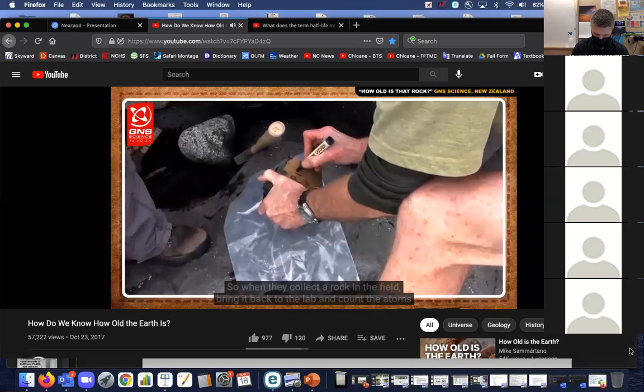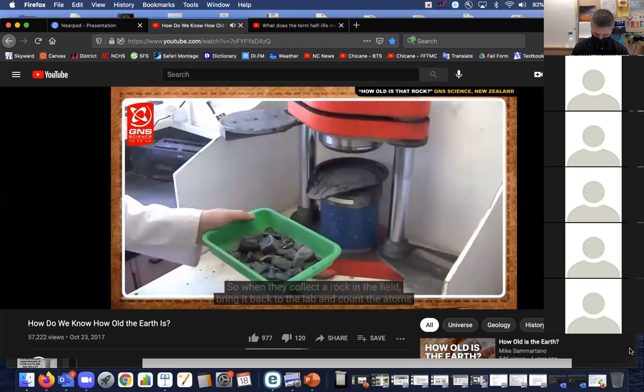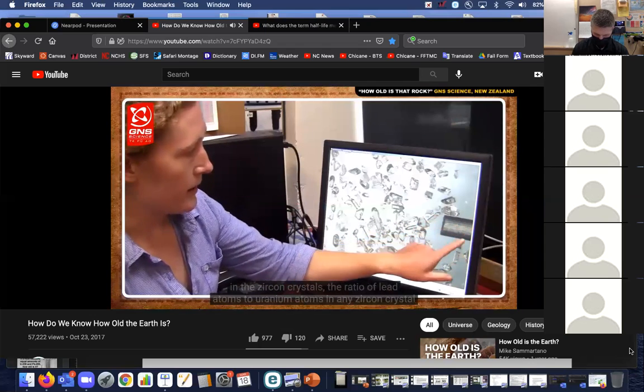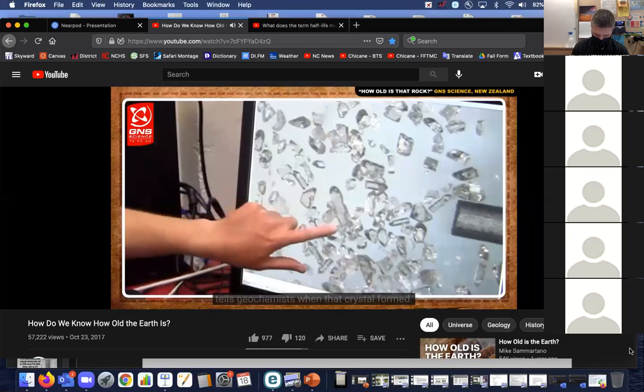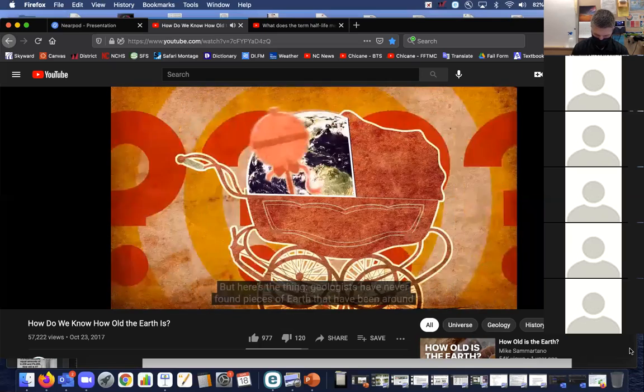So when they collect a rock in the field, bring it back to the lab and count the atoms in the zircon crystals, the ratio of lead atoms to uranium atoms in any zircon crystal tells geochemists when that crystal formed. But here's the thing.